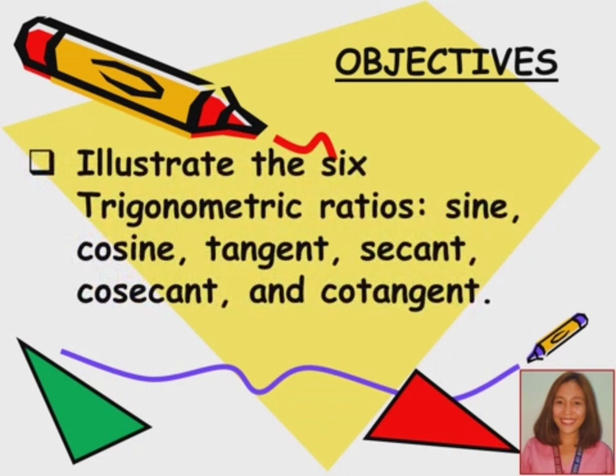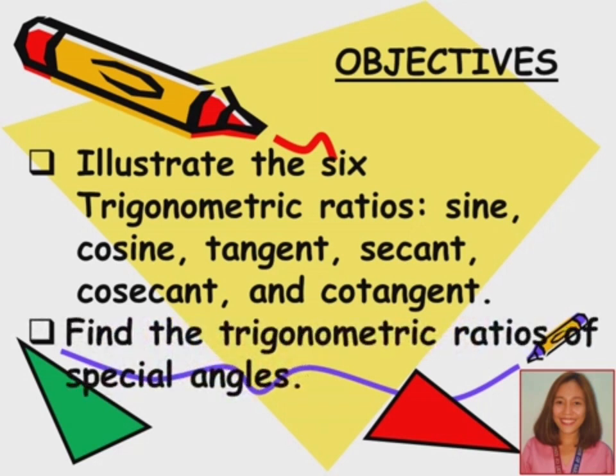First, the students must be able to illustrate the 6 trigonometric ratios: sine, cosine, tangent, secant, cosecant, and cotangent. And the students must be able to find the trigonometric ratios of special angles.